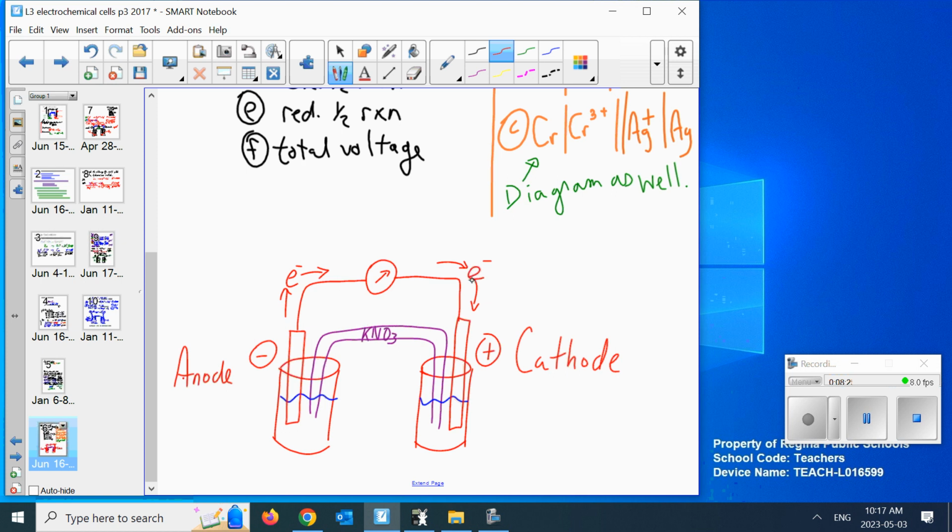Okay. Everything else now is actually particular to this system, so we've got to figure some things out. Which side is cadmium and which one's silver? Well, we've got to break this down. So far, this is generic. This is the start for any diagram.